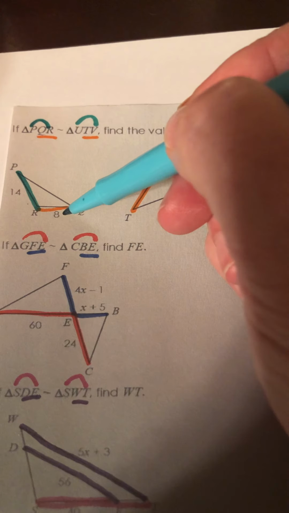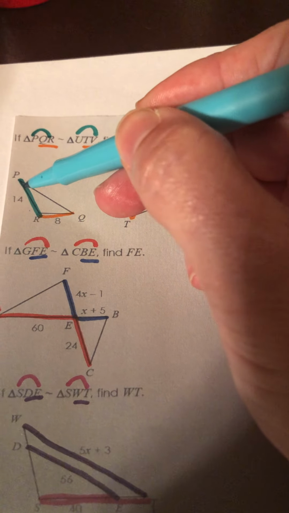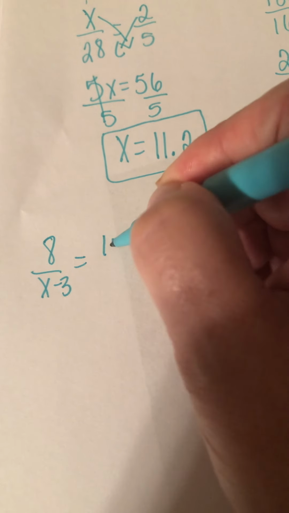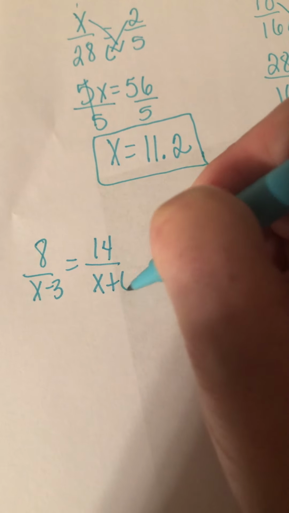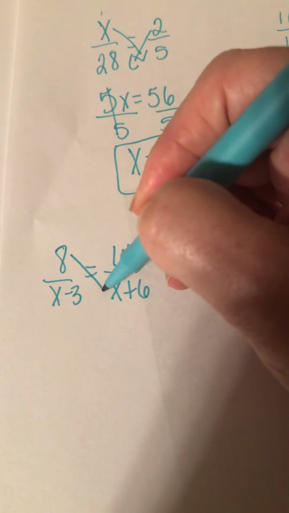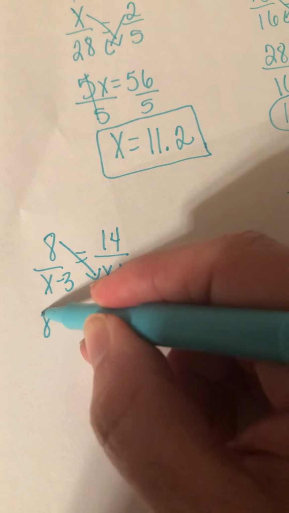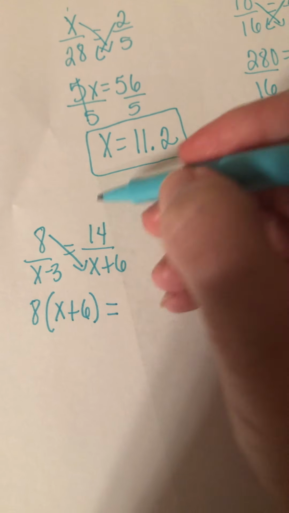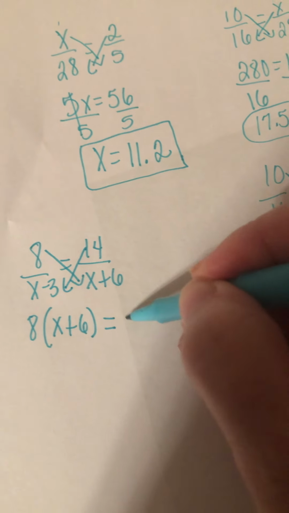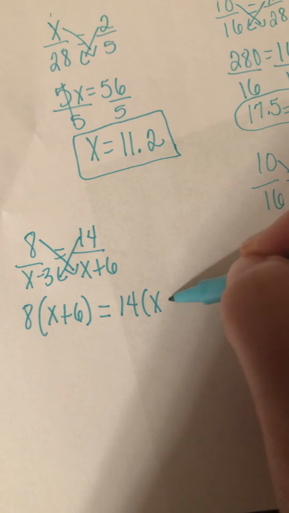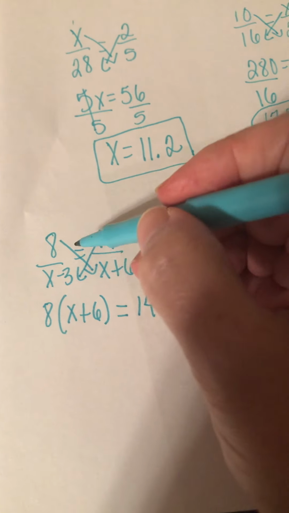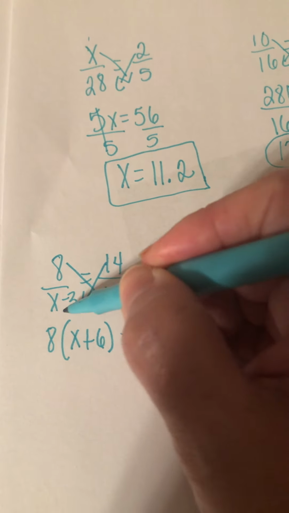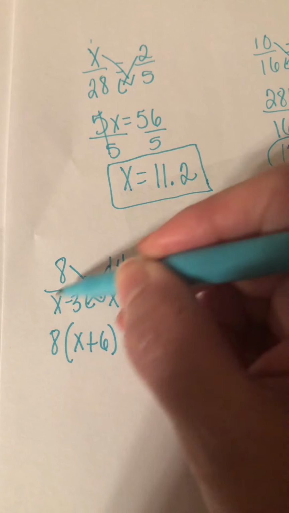Now, since I started with 8 on this one, I have to start with 14 on this one. So I'll do 14 over x plus 6. And now, let's do our cross product. We're going to have to multiply 8 to an entire addition problem. So put that x plus 6 in parentheses. Then we'll do 14 times x minus 3. And again, put that in parentheses as well. Because you're not just multiplying to the x, you're multiplying to this whole denominator. And again, you're not just multiplying 14 to x, you're multiplying it to the whole denominator.